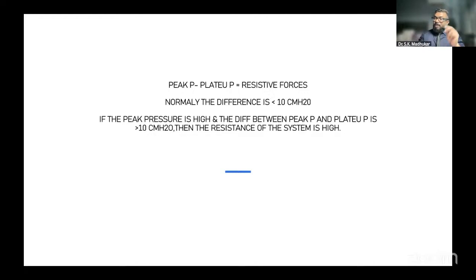But if the peak airway pressure and plateau pressure both are high, and the difference between these two is less than 10, that is normal, then it means the primary problem is the stiffness of the lung. The primary problem is lower lung compliance. So it gives a complete understanding of the lung pathophysiology by looking at the peak and plateau airway pressure.